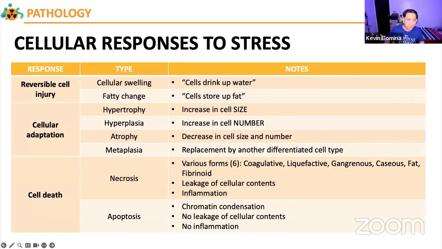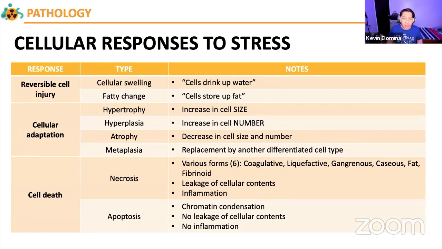Perfectly. Okay. Sige. So for cellular responses to stress, ito yung table that summarizes everything that you have to know doon sa cellular responses to stress. So kapag tinanong kayo sa boards, usually hindi yan tinatanong ng diretso. Usually they will give you a case. For example, a 55-year-old male with retrosternal chest heaviness, cardiac troponins elevated. What's the pattern of necrosis that you see?